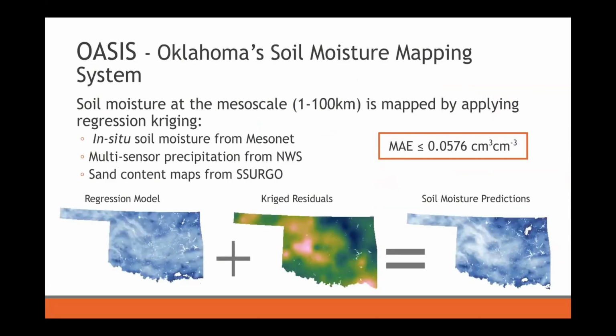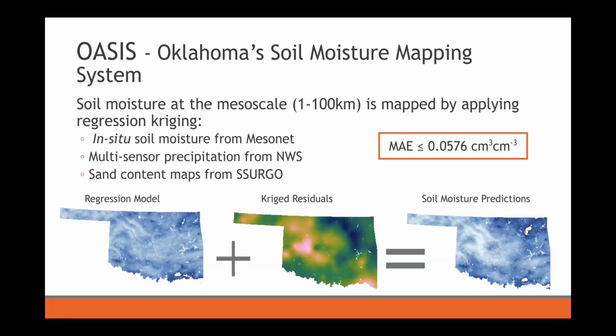In Oklahoma, we have something called OASIS, which is the state's automated mapping system. It's a system that uses Mesonet data, precipitation data from the National Weather Service, and some sand content maps from SURGO to provide us with daily maps of soil moisture at 5, 25, and 60 centimeter depth. The method works like this: we fit a regression model between this data, we create the residuals, and then we add these two maps together, and we end up with a soil moisture map that has a little bit more spatial detail than just the regression map.